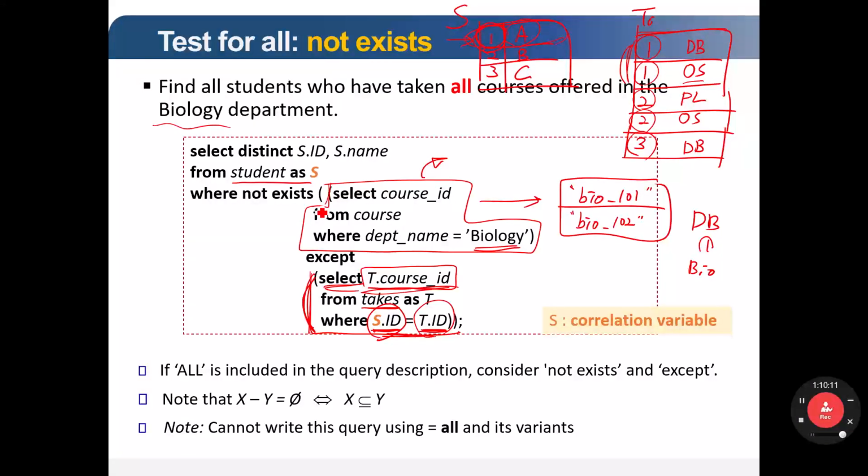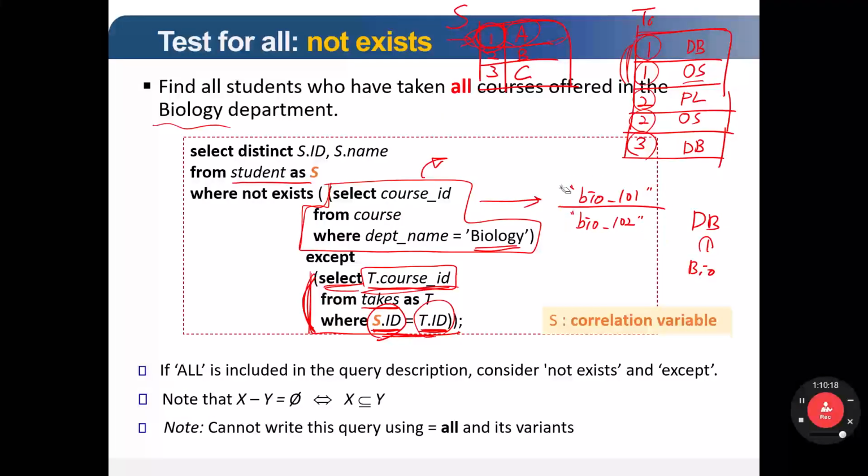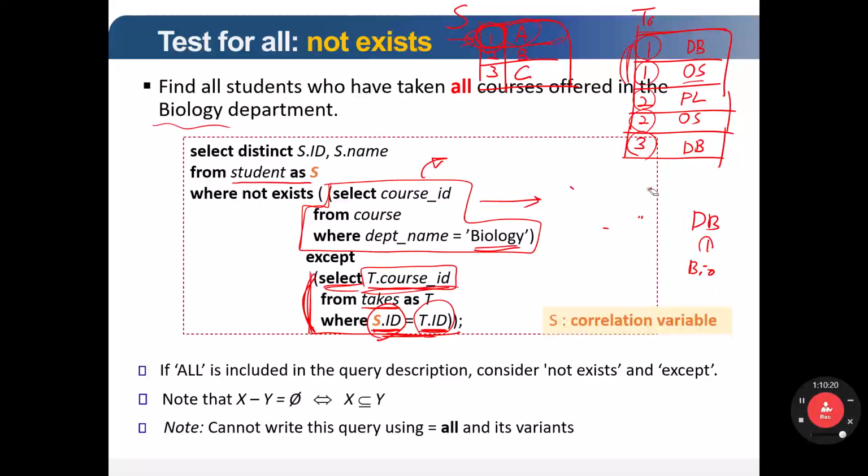This upper query, this second query, will return the course ID of database course. We assume that database is biology course. Let's just change it to database course. So this is going to return the course ID for database. And suppose this correlated nested query returned database and OS courses' course IDs. They are the courses taken by Alice.